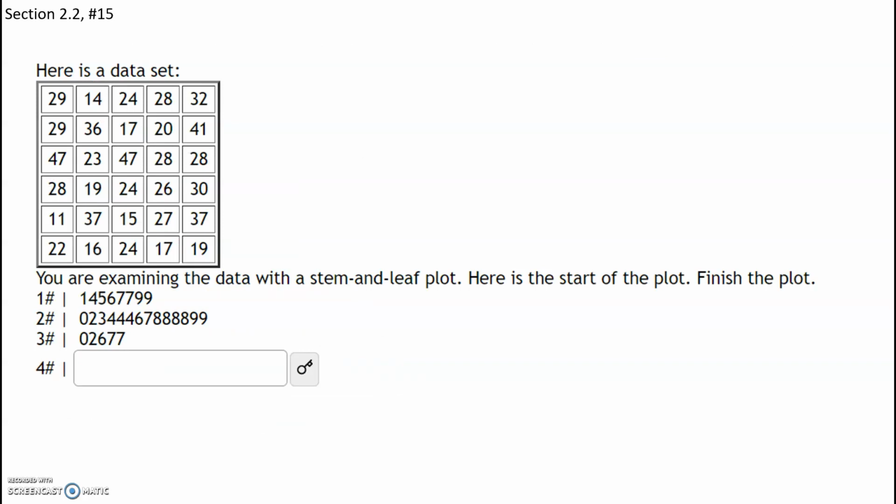Here's a data set. You're examining the data with the stem and leaf plot. Here is the start of the plot. We just want to finish the plot. So basically, we want to see which values have a stem of 4, which means anything that starts with a 4. So we have a 47, we have a 41, and we have another 47. So the stem is going to be a 4, which we don't have to write. So we have a 41 and two 47s. So in order, we write the leaves, which are the 1 and the 7 and the 7. So I'm just going to put 1, 7, 7 without any commas, and that is going to be it.